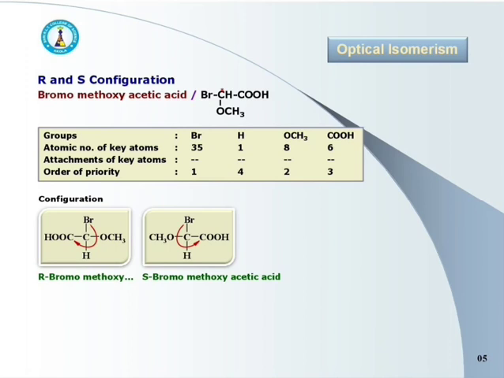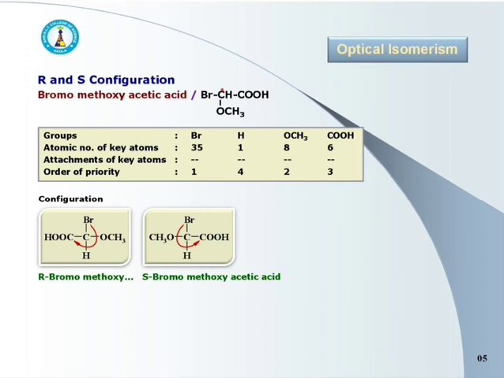Now according to the atomic numbers of the key atoms of the groups, first priority goes to bromine, second to OCH3, third to the COOH group, and last, or fourth, priority goes to hydrogen.